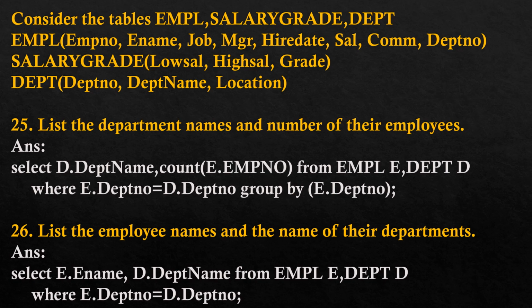Now list the employee names and the name of their departments. So here also you have to join these two tables, employee and department. So select E.E name, comma D.department name from employee E and department D, where E.department number is equal to D.department number.